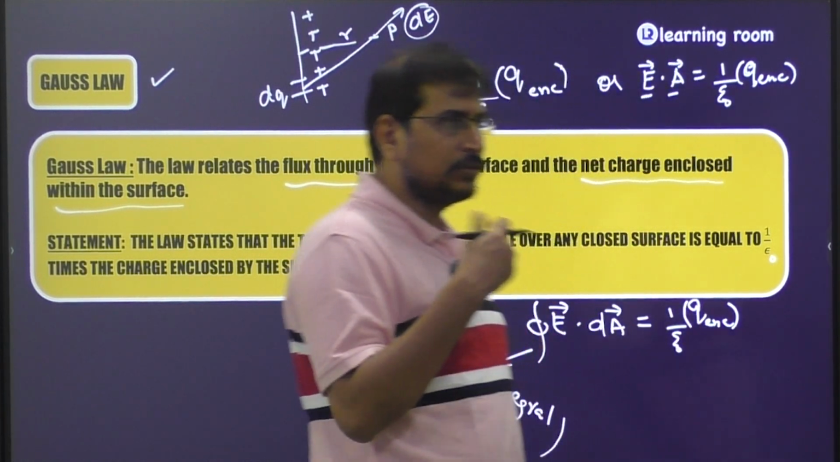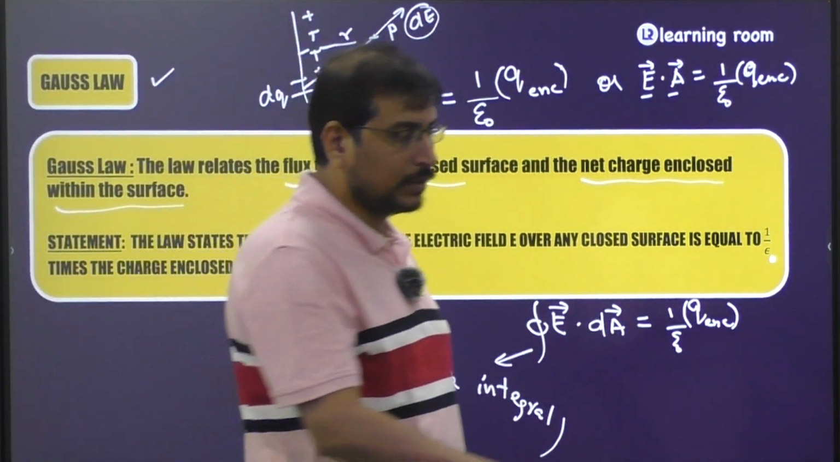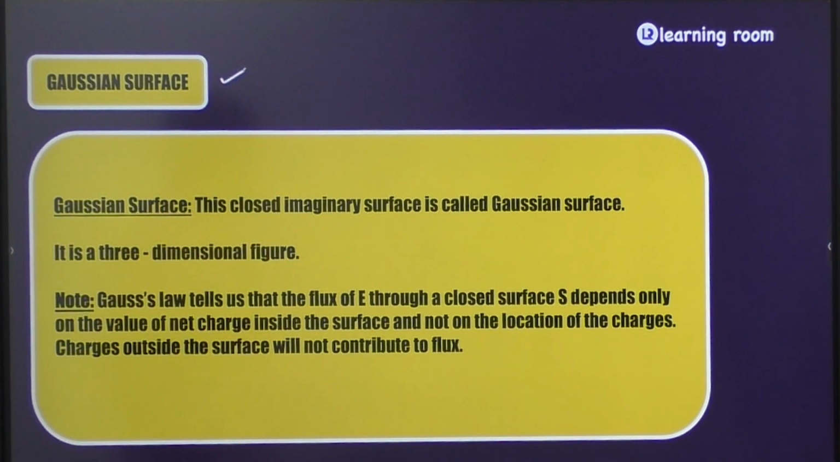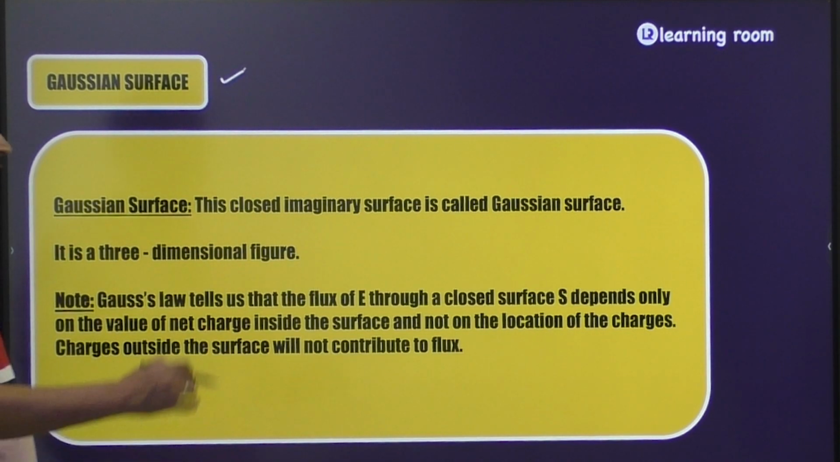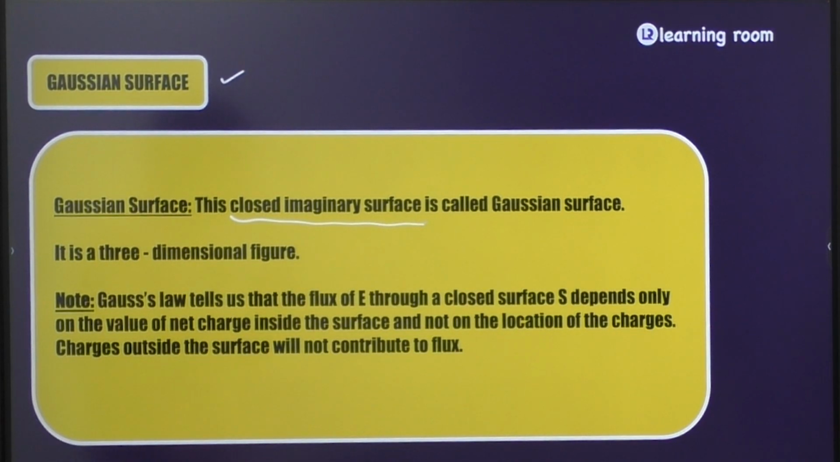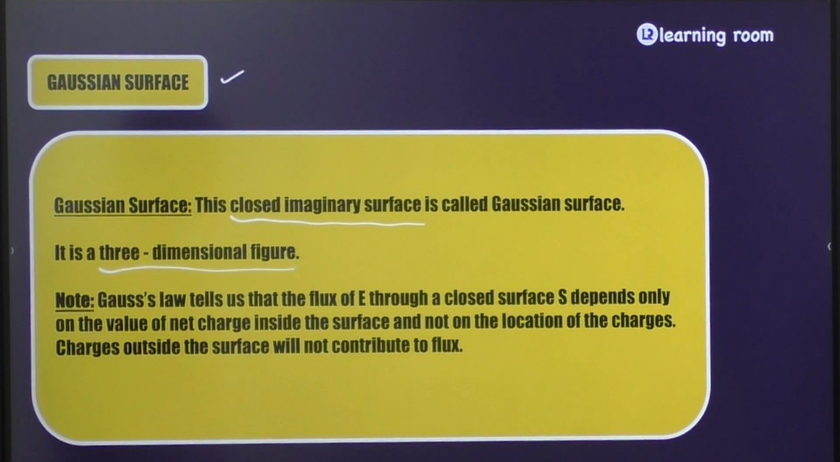So we were speaking about something called a closed surface. The closed surface has a name, which is called the Gaussian surface. So what does this Gaussian surface speak of? It is basically a closed imaginary surface, and it's a three-dimensional figure. The closed surface which we consider around the charge distribution will always be a three-dimensional figure.